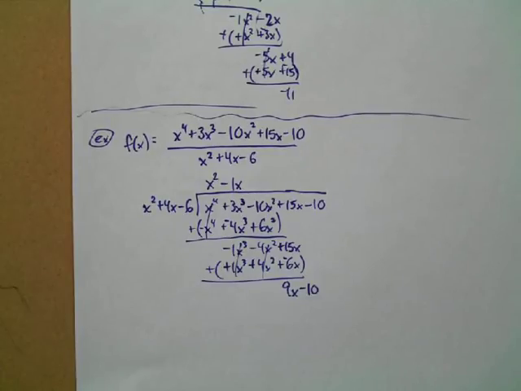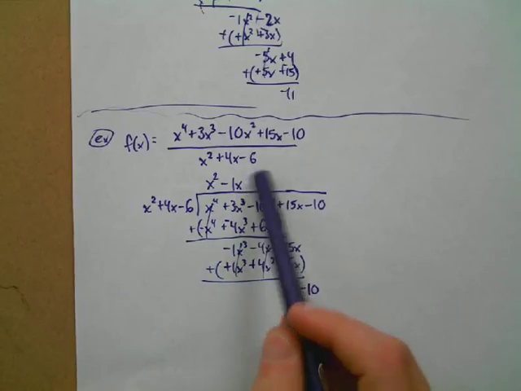This is our remainder. The 9x minus 10, because there's no x term or constant we can multiply x squared by to get a 9x. We can put a 9, but it'll be 9x squared there. And so this is our remainder. Okay, and so we have the remainder, 9x minus 10.